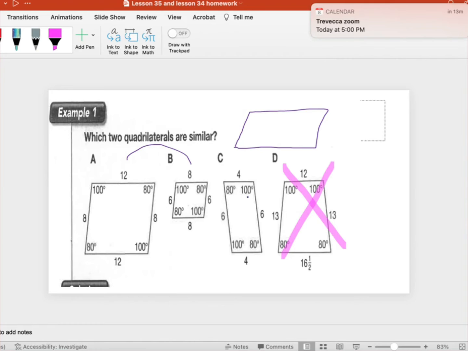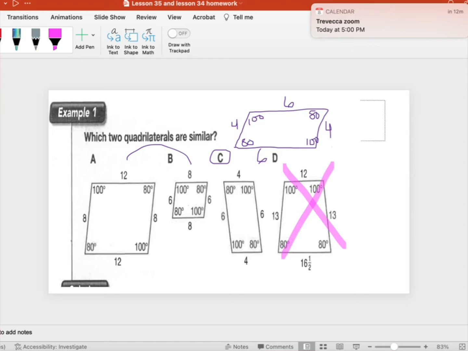We're going to put it this way, so that the 100 is here, and the 80 is here, and the 100 is there, and the 80 is here. What I'm doing is taking polygon C and flipping it around. Now let's make the side lengths correspond. Between 80 and 100 here, the short side is 4. And on the long side, it's 6. Short side is 4, long side is 6.